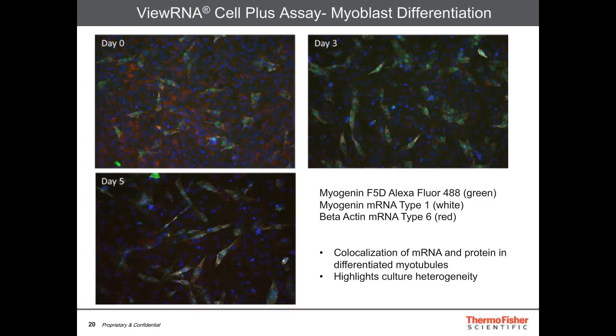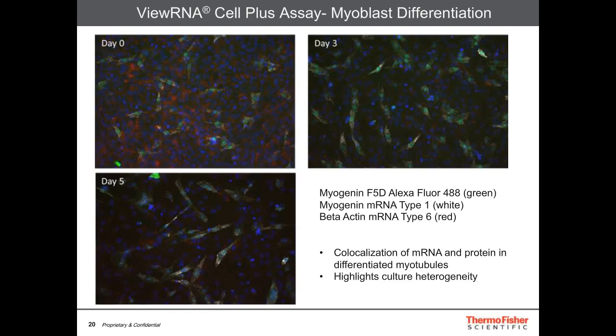And then as we look at day 3 and day 5, we see the number of cells that actually express the protein and the myogenin mRNA, which are the white dots, is actually increasing. And we can even see the start of the expression and the formation of myotubules, which is the classic phenotypic thing that these cells do as they start to differentiate.